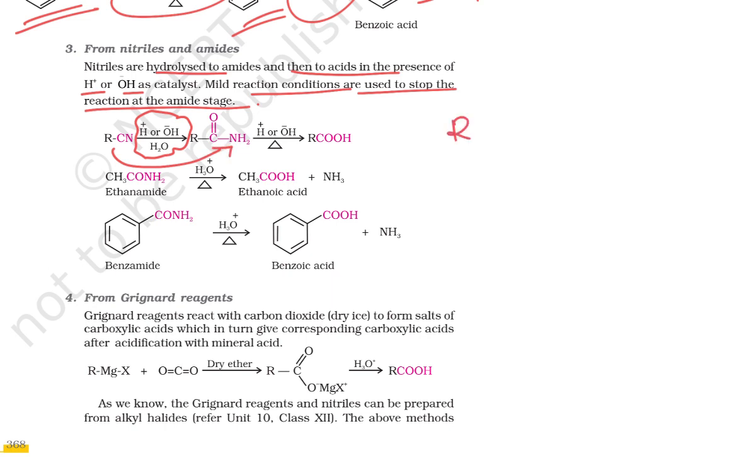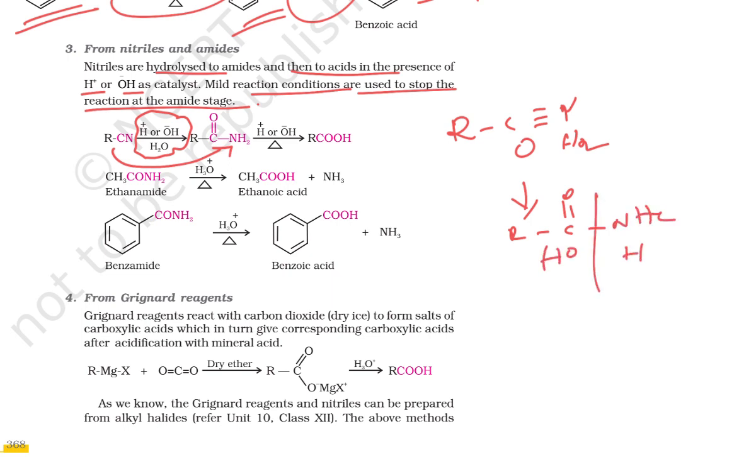So how? There is a C triple bond N, right? In this, with O and H2, it can be converted into R-C(=O)-NH2. Again, if I hydrolyze, on this side OH is added, on this side hydrogen is added, so I get the carboxylic acid plus ammonia. This is the reaction which occurs here, in all these places.